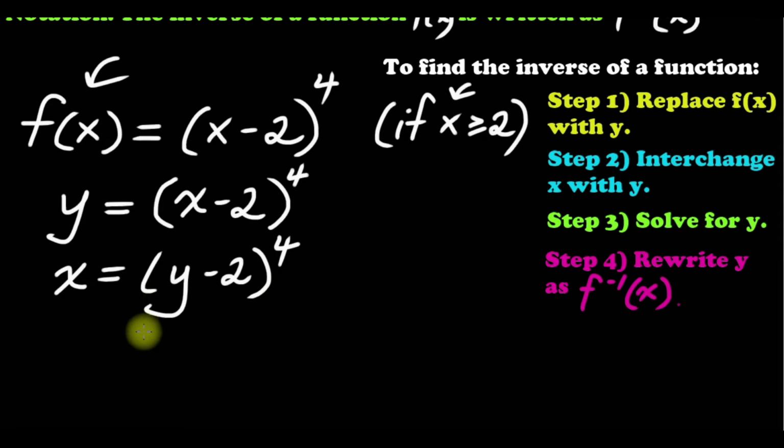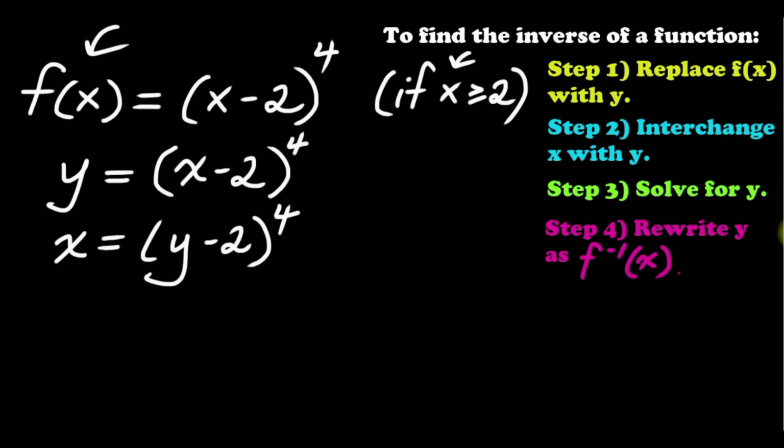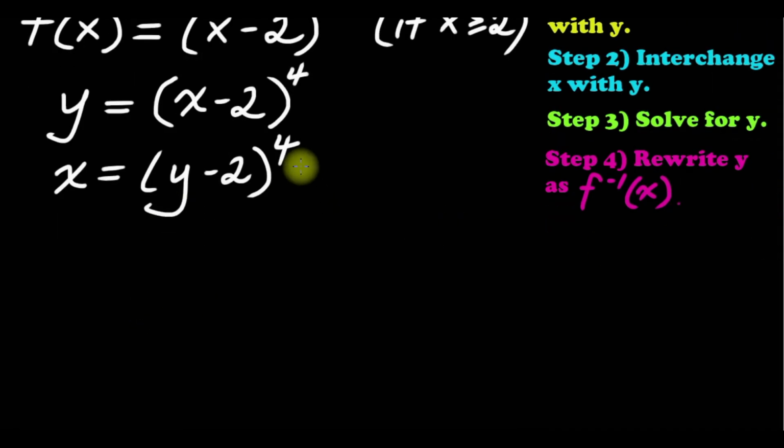Okay, and then we're going to solve for y. To solve for y, you would have to get rid of the fourth power. So to get rid of the fourth power, you would have to take fourth root of it. So fourth root of y minus 2 to the fourth power.